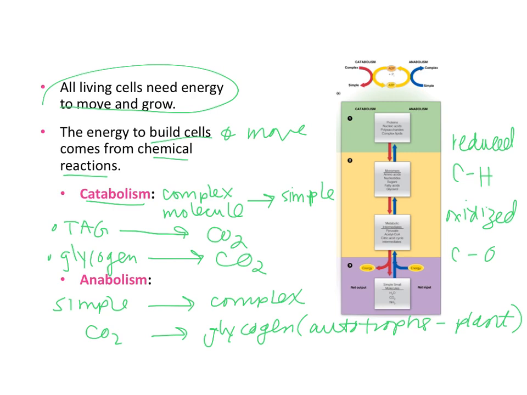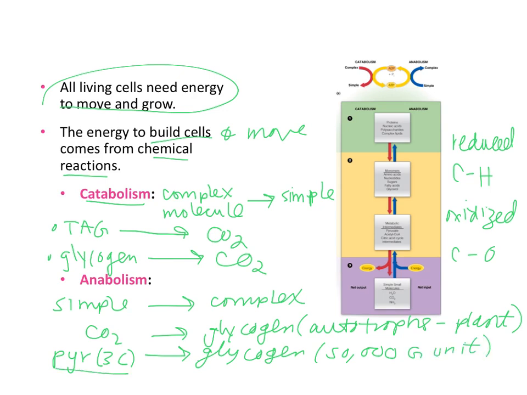Okay, humans can't go from CO2 to glycogen, otherwise we wouldn't need to eat, we would just breathe in the air and become giant pumpkins because glycogen takes up a lot of space. But instead we take molecules like pyruvate, which I'll just tell you is 3 carbons, so it's rather small, and then we can use that to go to glycogen, which if you remember can hold up to 50,000 glucose units. So again, a really teeny tiny guy to a really, really big one. And you can also go from pyruvate to a TAG as well.